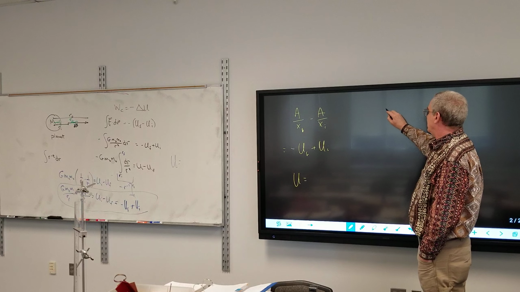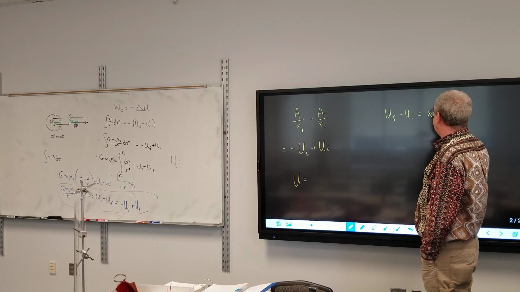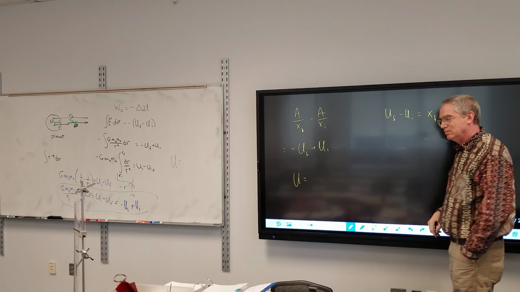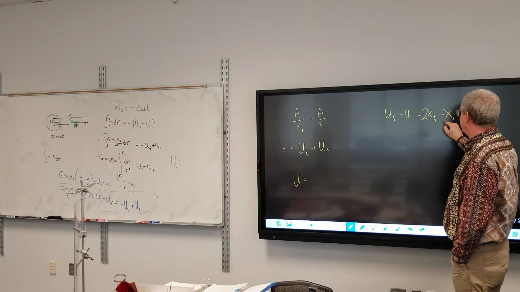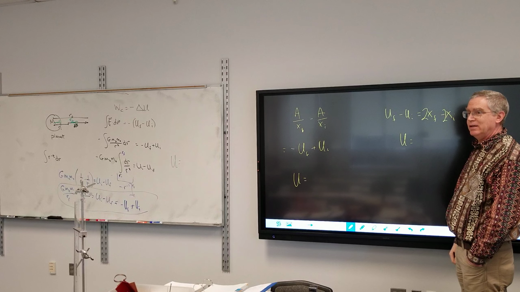All right, if I did U final minus U initial is equal to X final minus X initial. Let's make it 2X final minus 2X initial. What would be a formula for U such that this would be valid?